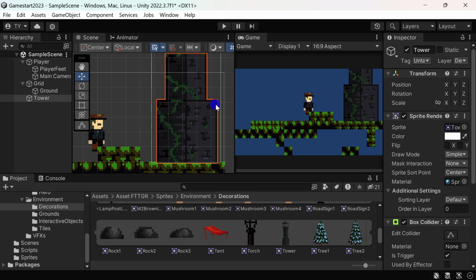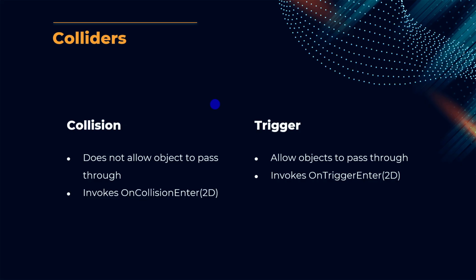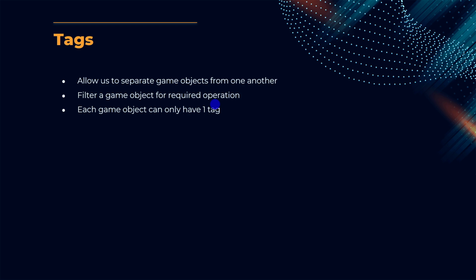And to do that, we're going to have to go into more code. We're gonna have to type more code, and for this code, we are going to utilize another Unity system called tags. Tags is a system that allows us to separate game objects from one another, very similar to how layers work that we've gone through last week. It allows you to filter a game object for a required operation, and each game object can only have one tag.